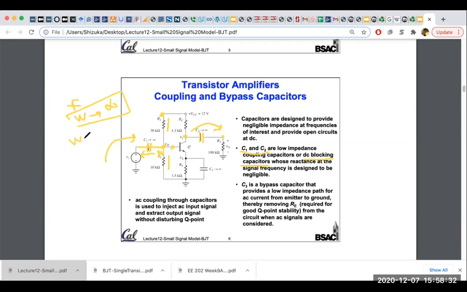At your design frequency, let's say 2 gigahertz, these caps should be short. That's what I care about, because I want those caps not to affect my AC paths. Since their impedance is 1 over j omega c, at my design frequency omega, I want this impedance so low such that it's short.